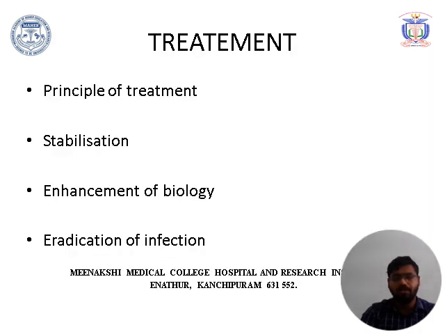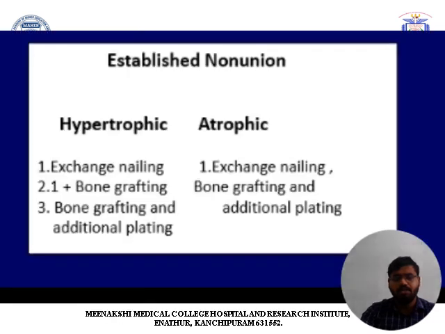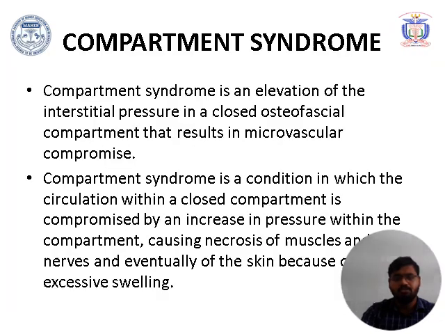So now coming to treatment. Treatment should always be focused on four things: the principle of treatment, stabilization, how we are going to enhance the biology, and how we are going to eradicate the infection. So basically, in an established non-union, if it is the hypertrophic type, you have to consider three things. If there is already a nail, exchange the nail and put a bone graft or additional plating. Atrophic type means it is basically a biological problem. So exchange nailing, bone grafting and additional plating.